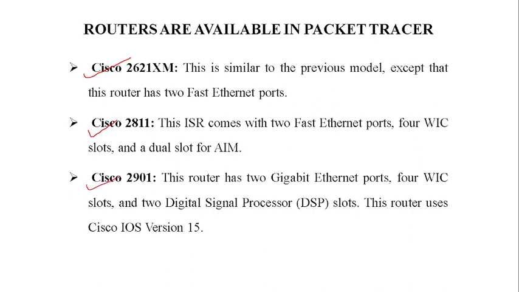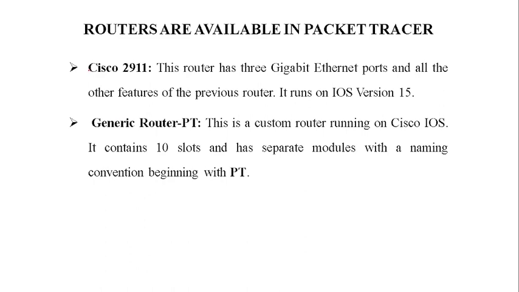Next we have Cisco 2901. This router has two Gigabit Ethernet ports, four slots, and two DSP slots, that is digital signal processor slots. This router again uses Cisco IOS version 15. Next we have Cisco 2911. This router has three Gigabit Ethernet ports and all the other features of the previous router. It runs on IOS version 15.